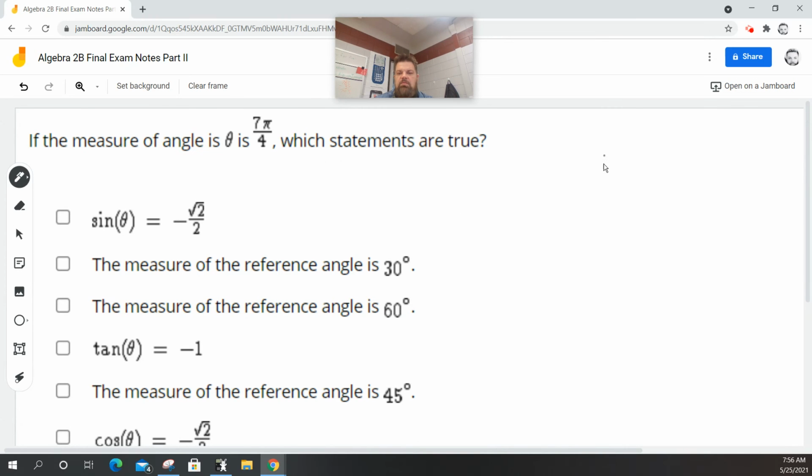For this one, we're given the angle 7 pi over 4. And remember for trig, this is 0 or 2 pi. So this is our jump off point. So 7 pi over 4, and this is pi over 2. So 90 degrees is pi over 2.